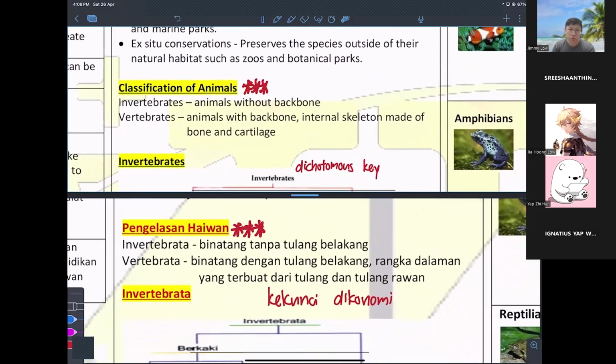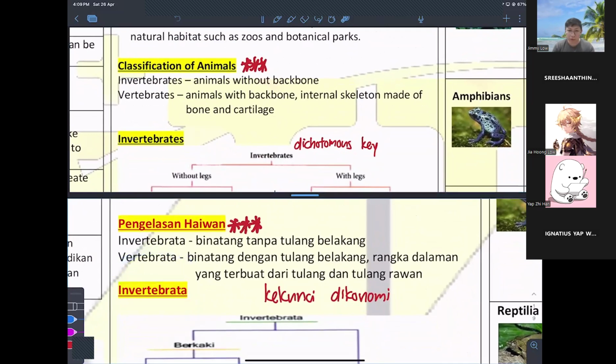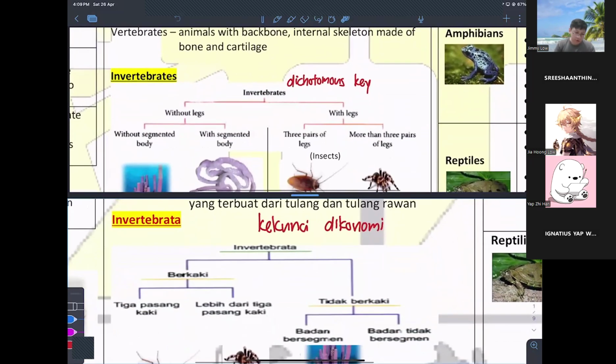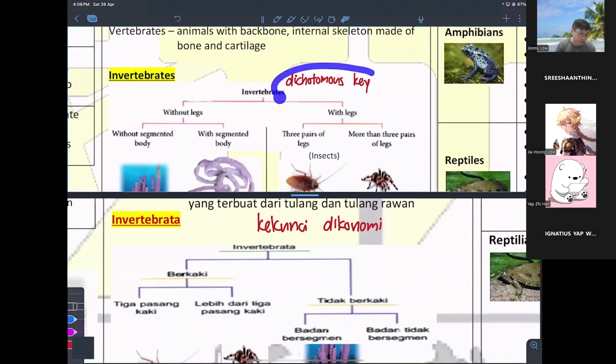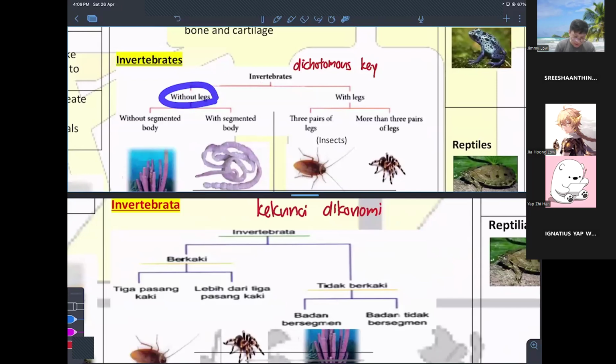When you go to the classification of animals, it is important. You have to know what is invertebrate and what is vertebrate. Invertebrate means without backbone. Vertebrate means they have a backbone. For invertebrates, the question often asks you to do the dichotomous key. You have to spread out something like this, for example, without legs, with legs. The detailed classification is what is called a dichotomous key.